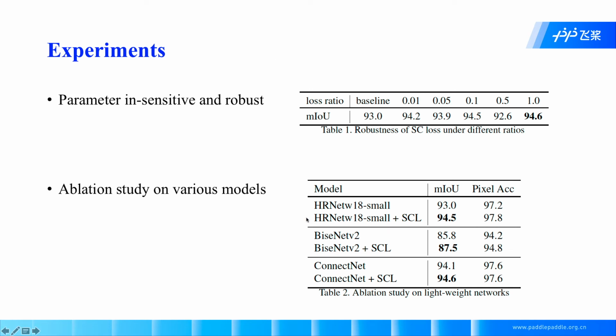Experiments. In order to show SC loss is parameter insensitive and robust, we conduct 5 experiments with different weight coefficients. As shown in Table 1, the mIoU on almost all ratios is improved. We evaluate the effectiveness of our SC loss on lightweight networks. As shown in Table 2, the mIoU metric improves in all networks. Through enhancing the connectivity of the connected components, the models obtain better segmentation performance.